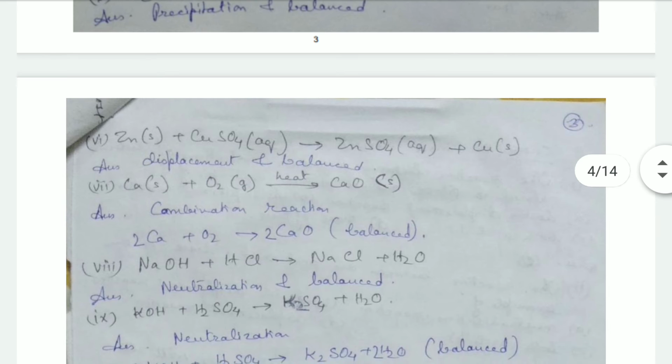balanced. Then we come to the next equation, zinc and copper sulfate. Zinc sulfate is an aqueous solution, and copper is formed. It's a displacement reaction, and the equation is balanced. Calcium, when it reacts with oxygen in the presence of heat, forms calcium oxide. It's a combination reaction, and the equation is balanced.